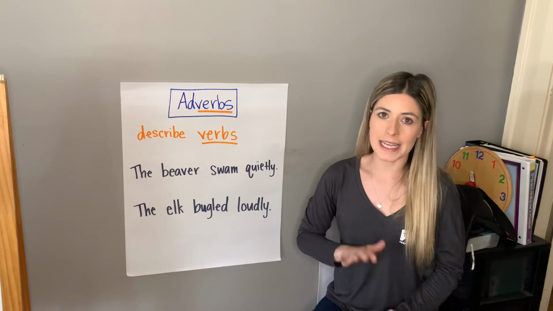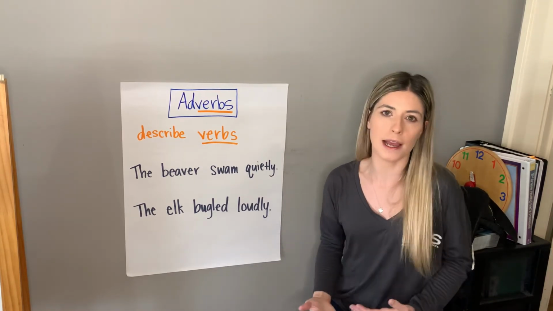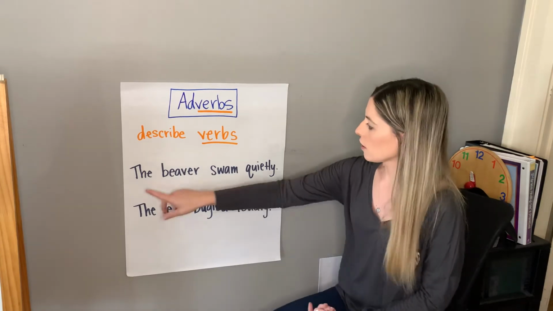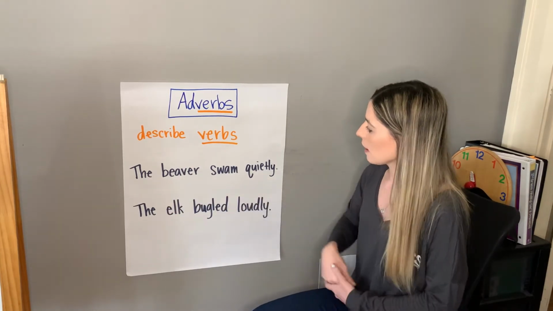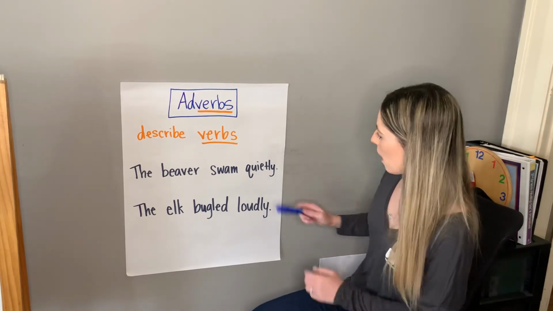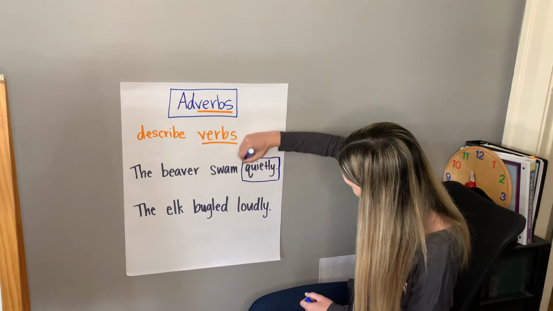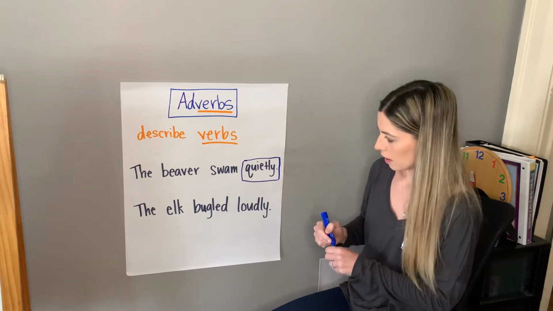The verb is the action, so now I'm looking for words that explain how the action happened. So let's look. The beaver swam quietly. How did the beaver swim? He swam quietly. This is my adverb, quietly.